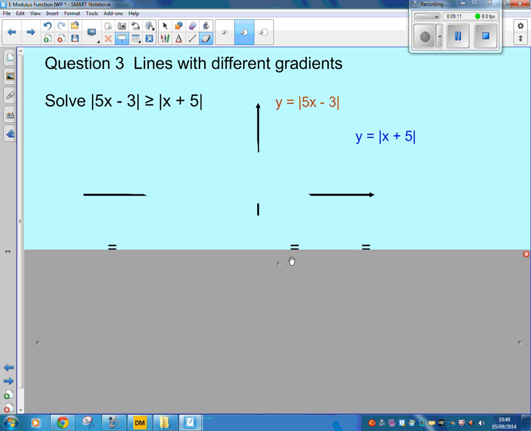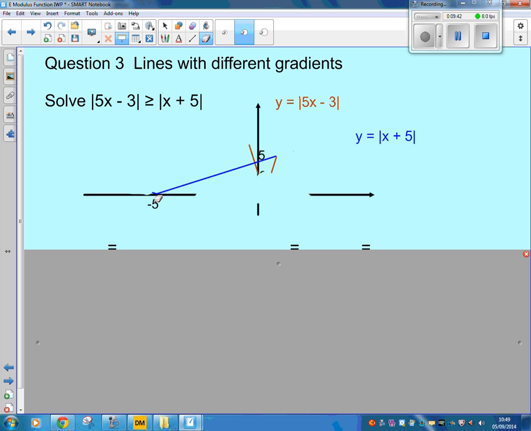So we've got a sketch. Now this time I've not done it in stages. If you're in doubt, do it in stages. If we look at this one, y equals the modulus of x plus 5, or y equals x plus 5, that comes down like that. It's going to cut the y-axis at 5, isn't it? And it's going to cut down here where x is minus 5. When x is minus 5, y is 0. So it's going to do that.